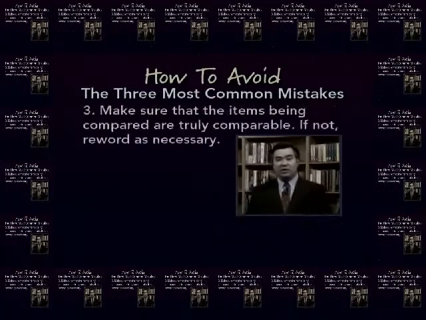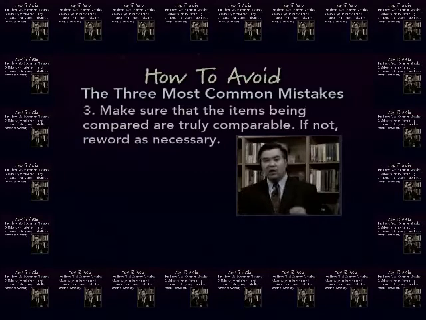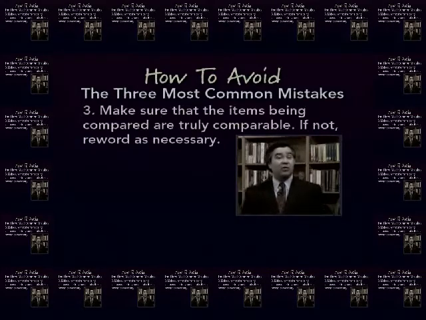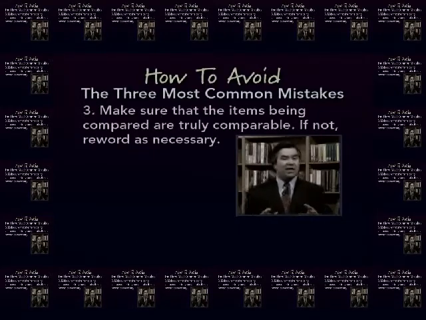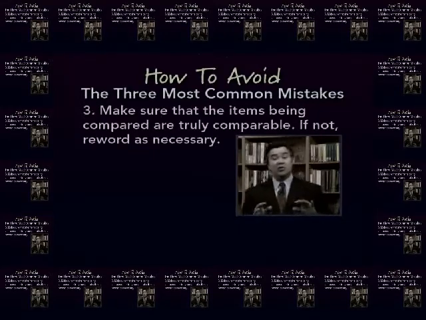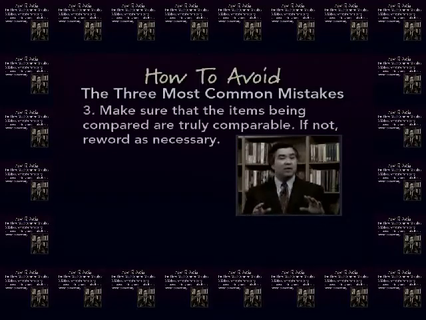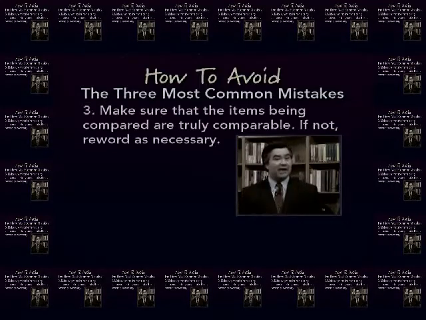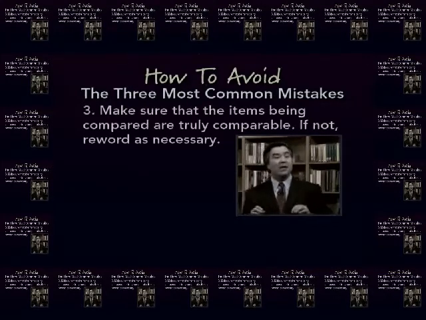Our third rule. Make sure that the items being compared are truly comparable. If not, reword as necessary. Now, there are a few ways that you can go wrong in terms of drawing comparisons between things. And probably the simplest way to explain this is by showing some examples and discussing them. You'll probably recognize some of these mistakes because they're very common. We all make them in our writing.